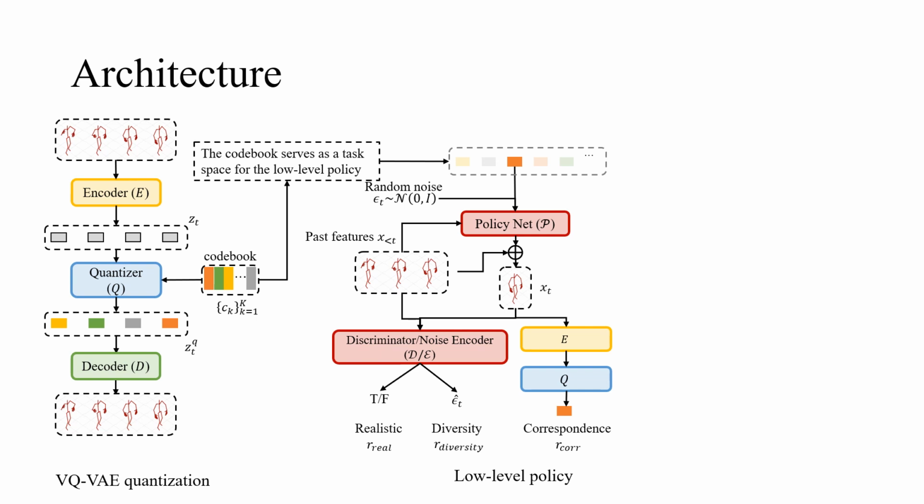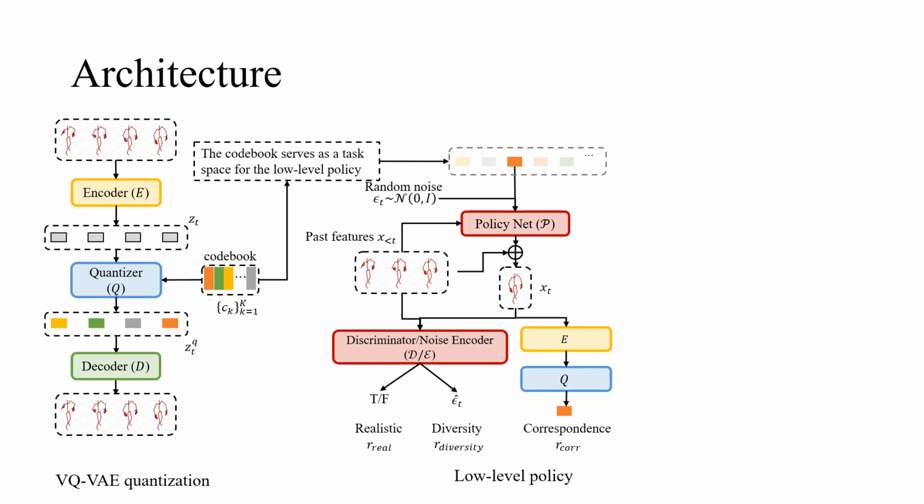The reward also consists of three parts. The realistic reward corresponds to whether the generated sequence looks natural. We use a GAN loss for realism. The diversity reward encourages the policy to produce diverse outputs given different noises. It is represented as the L2 distance between the reconstructed and the input noises.